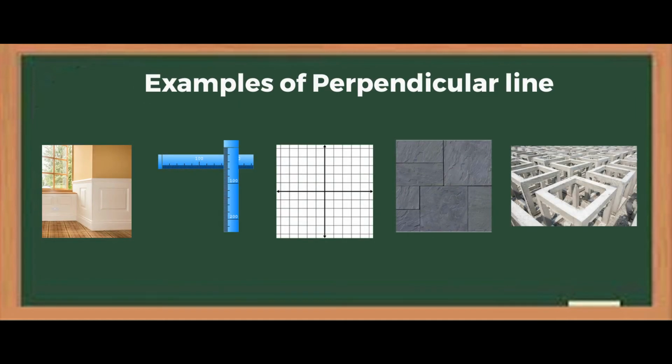Okay, here are some real-life examples of perpendicular lines. If you see the corner of the room, this is a perpendicular line. Then this is another example of a perpendicular line. If you see the graph, this is a perpendicular line. The tiles in your room or the tiles in your toilet are also examples of perpendicular lines. If you go to a construction site, you will see lines which meet or intersect at 90 degrees. They are also perpendicular lines.